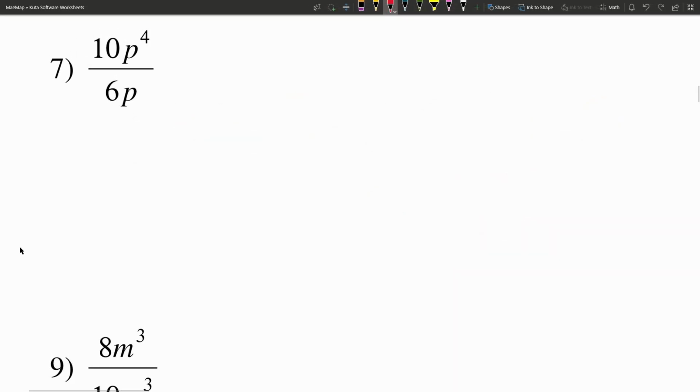Moving on to number 7, where do you think that p is going to remain? Is it going to remain in my numerator or my denominator? It's going to remain in my numerator because I have more p's in my numerator than I do in my denominator. So this p in the denominator eventually is going to get canceled out. But let's go ahead and work out this math. Splitting up my fraction, I have 10 over 6 times p to the 4th over p to the 1st.